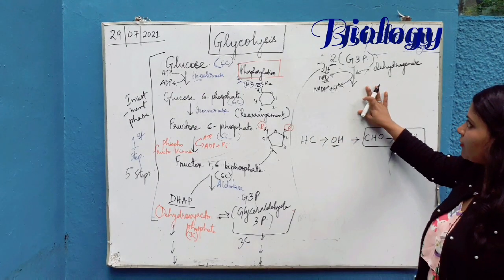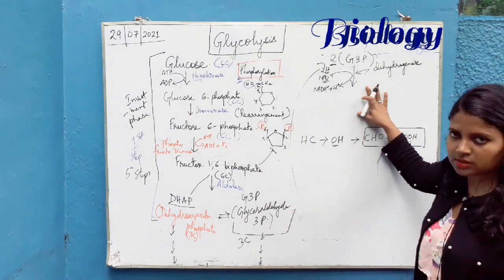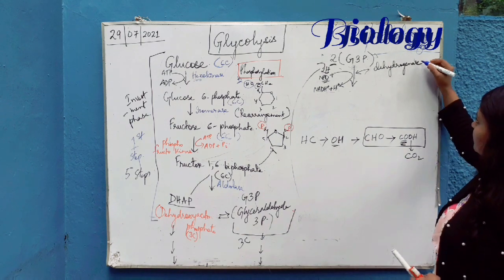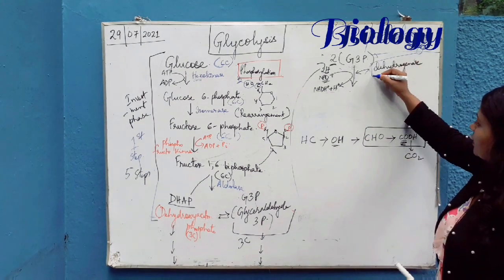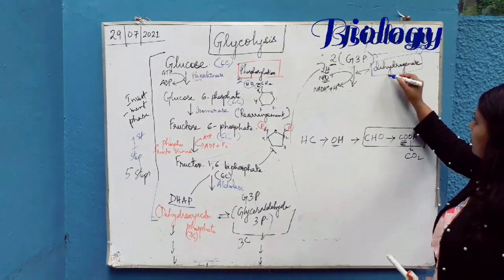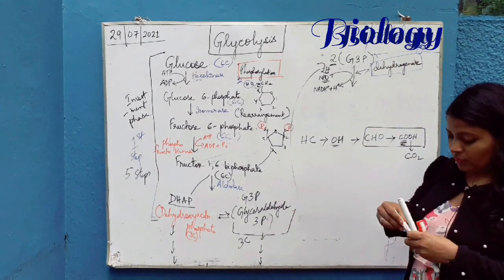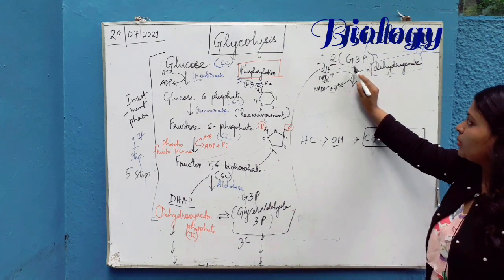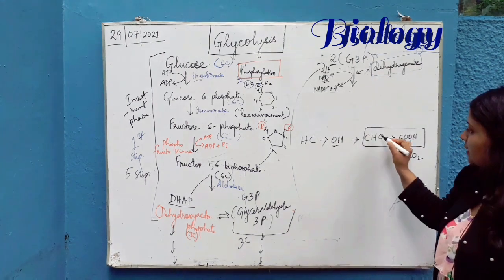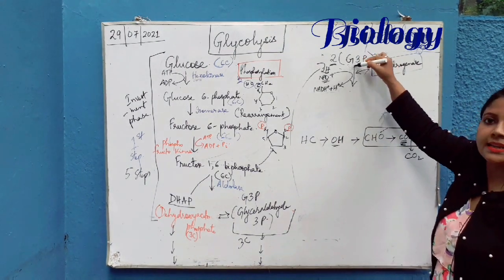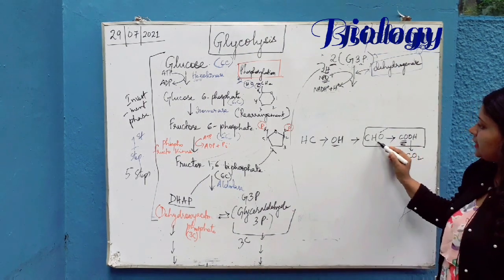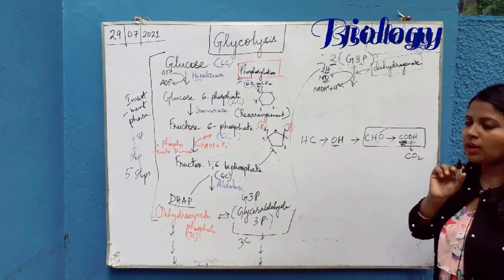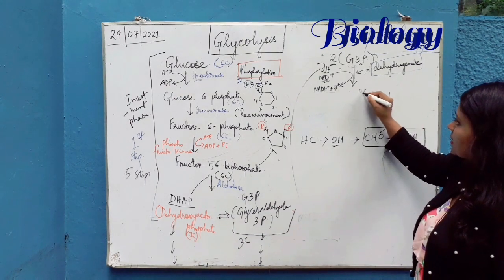Now, what happens after the dehydrogenase process with the help of the dehydrogenase enzyme? This is the enzyme, so I will be putting a box here. Now, the resultant compound from this 2 G3P, what will it become? Glyceric acid, because this is the aldehyde group, glyceraldehyde 3-phosphate. When it undergoes oxidation, it produces acid.